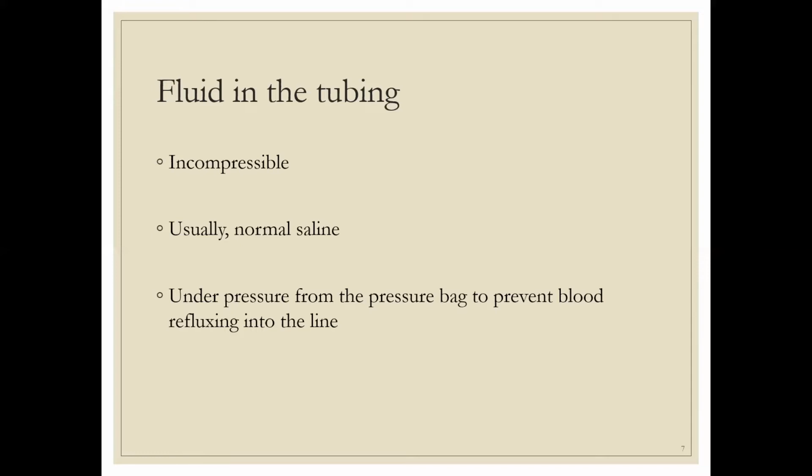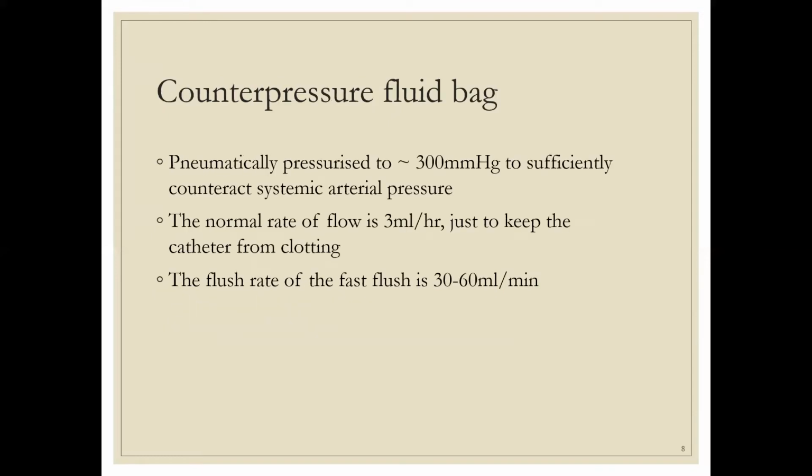So now the fluid in the tubing should also have certain characteristics. It should be incompressible. Normally, when the entire system is being manufactured, the entire calibration happens with the help of normal saline. So the ideal fluid to be used in these systems is normal saline. And it should always be under a particular pressure. So what we do is we connect one end of the transducer system to the saline bag, and this saline is then wrapped in a pressurized bag, and the pressurized bag is inflated to a level of around 300 mmHg.